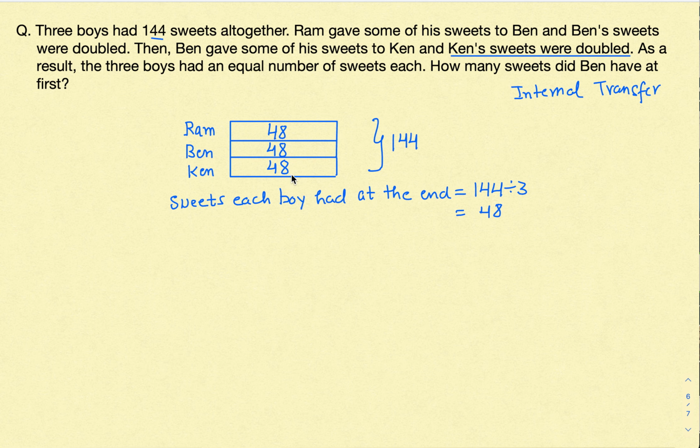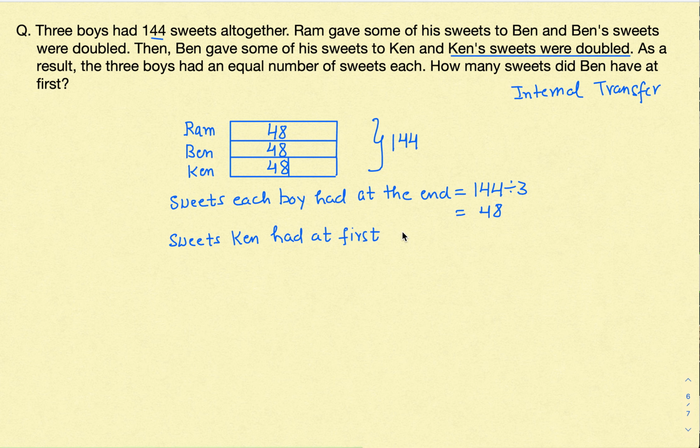So that means before receiving the sweets from Ben, he had only half of this amount. That means this amount we can divide into two parts, right? And how much will be each part? It's pretty straightforward, right? So Ken, rather we can write, sweets Ken had at first. How many sweets do you think he had at first?